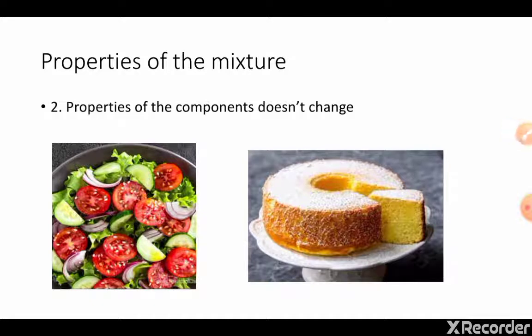Number two, the properties of the components before and after. In the case of the fruit salad or the vegetable salad, before and after, did the properties change? No. The tomato, before being inside the mixture or after, has the same color and the same taste, and the same for the cucumber. Its color doesn't change and its taste doesn't change. But in the case of the cake, the properties changed: the taste of the egg changed, the taste of the milk changed, the color changed, okay? It became a new substance, like the chemical change in primary 4, okay? So it's not a mixture.